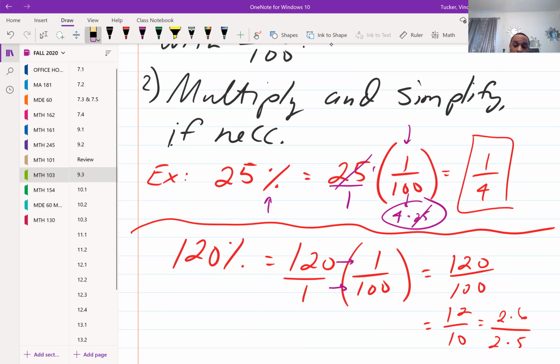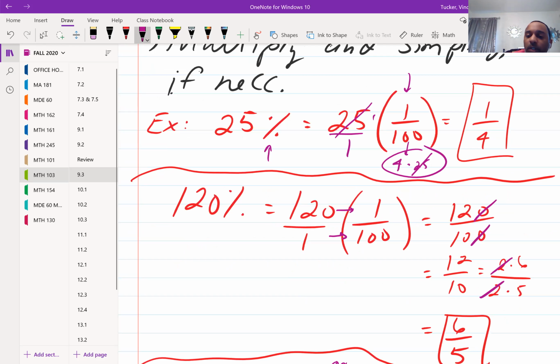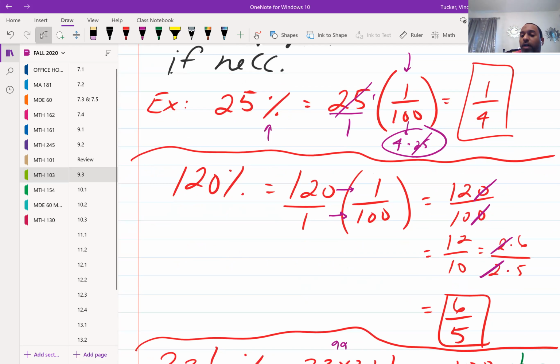And notice this time I just multiplied across. So that gave me 120 over 100. Now these zeros in the back of each number can cancel out. That represents 10. So that's 10 over 10, which cancels for me. Leaves me with 12 over 10. Then if you break up 12, that's 2 times 6. 10 is 2 times 5. Those 2s can cancel. And final answer is 6 over 5.